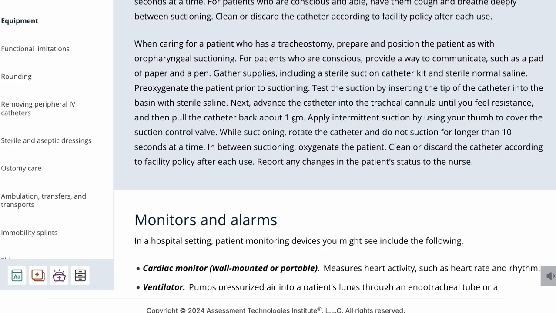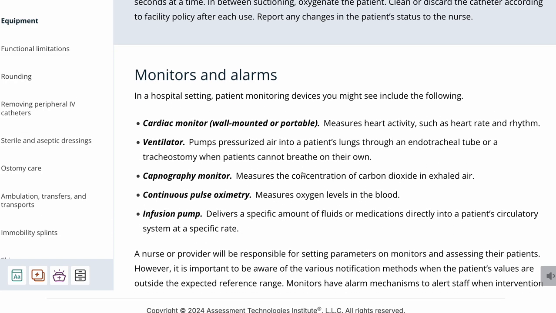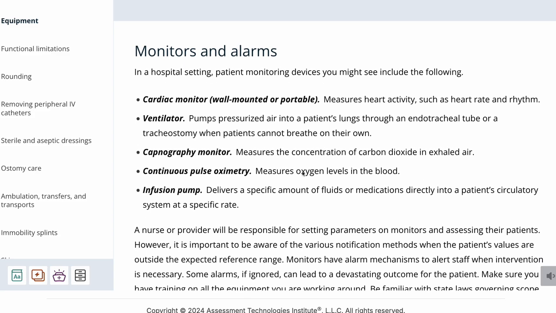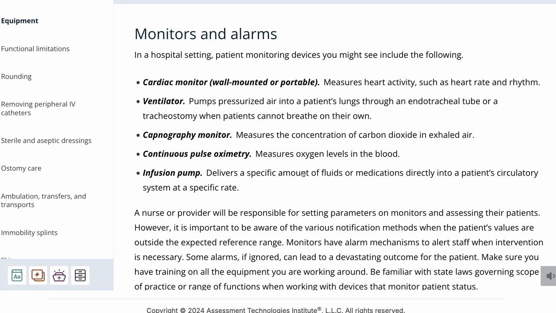And you don't leave that for longer than 10 seconds. Exactly. Do not suction for longer than 15 seconds. Very good.